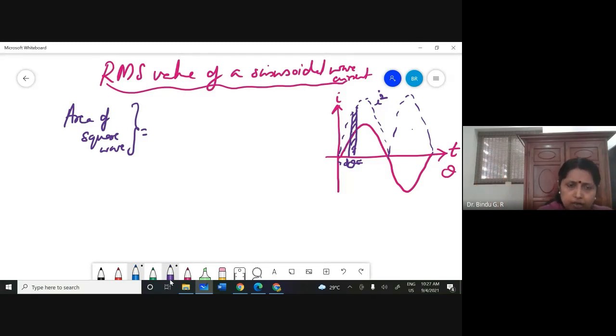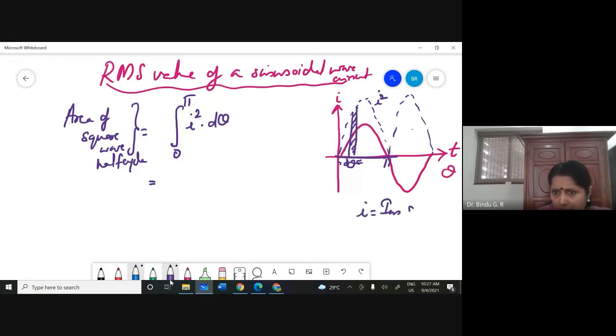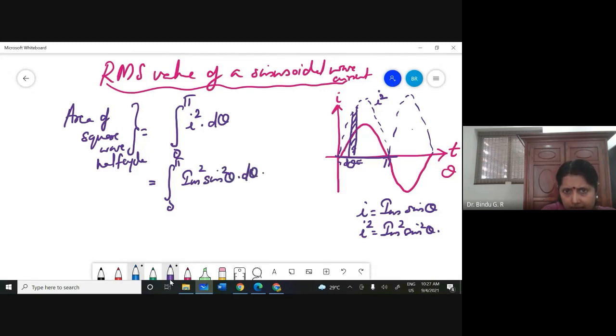So here the area of the squared wave in a half cycle is sufficient, which means you will be finding out the integral 0 to pi. This is pi, isn't it? So your half cycle, 0 to pi, I squared d theta. Remember, I squared, the other was I. Now you know I is equal to Im sine theta, so I squared will be Im squared sine squared theta. So integral 0 to pi Im squared sine squared theta d theta, that will be equal to Im squared.